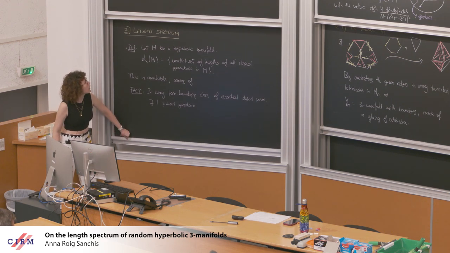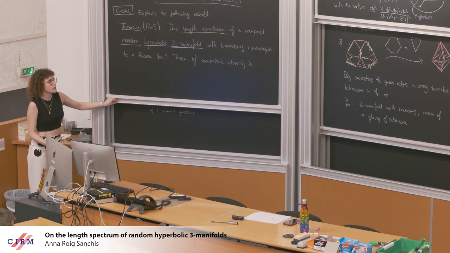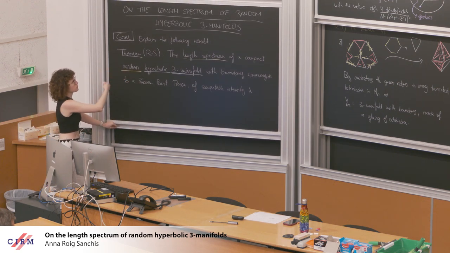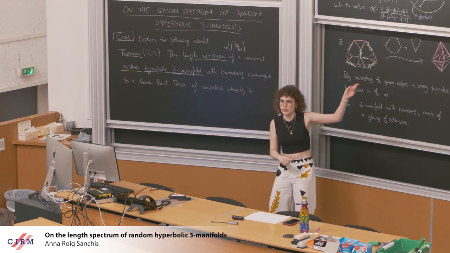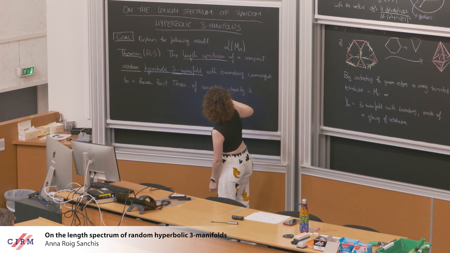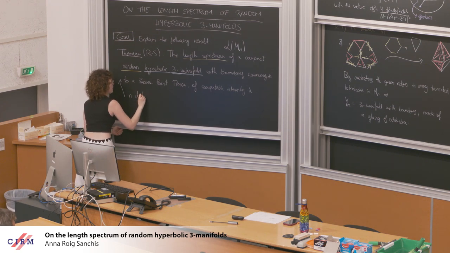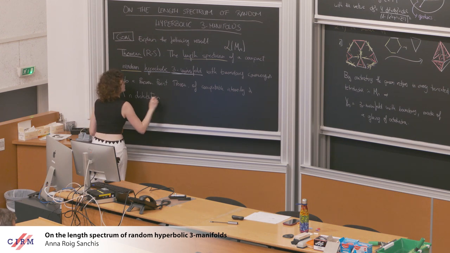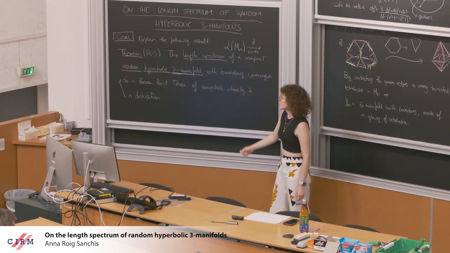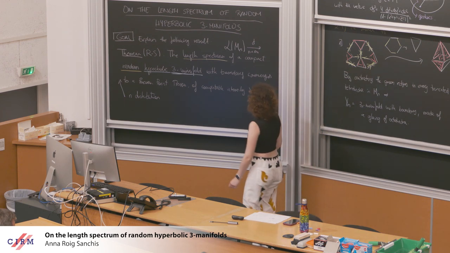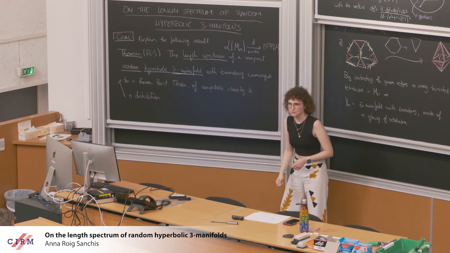All right, so up to now, we have defined the three principal concepts that appear here. So actually, this can be reread as follows. The length spectrum of a random hyperbolic three-manifold with boundary, the length spectrum of the Mn that we have constructed here, converges in distribution, as the volume goes to infinity, to a Poisson point process of intensity lambda.